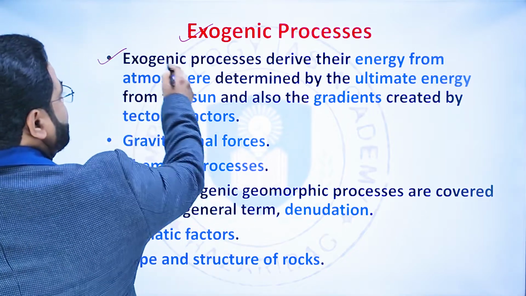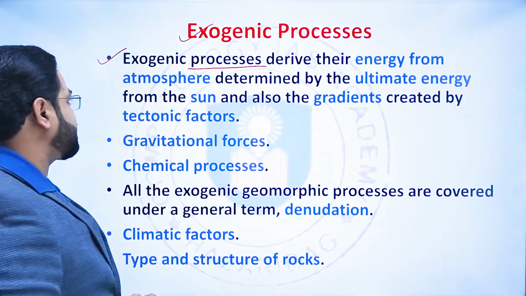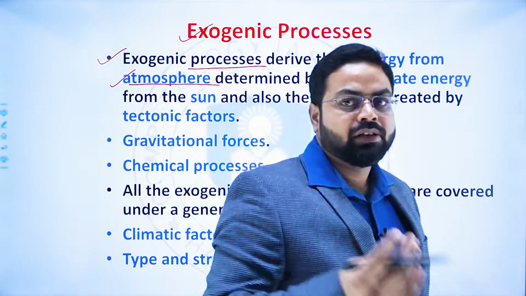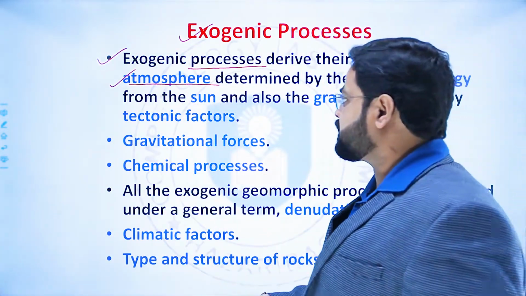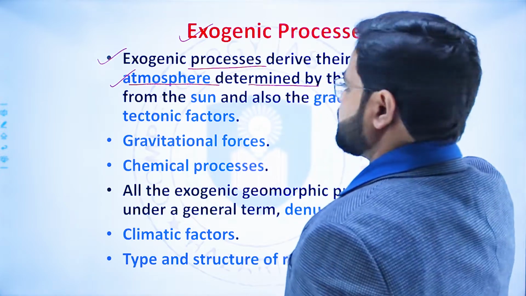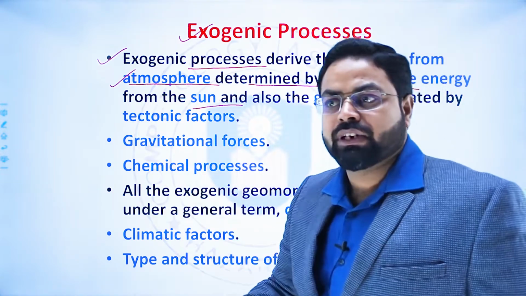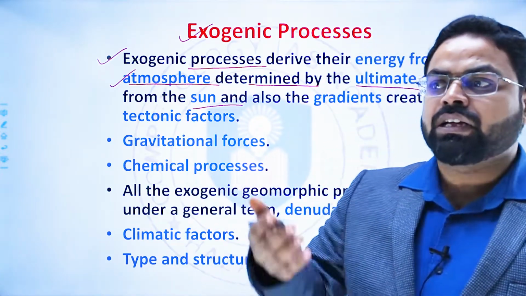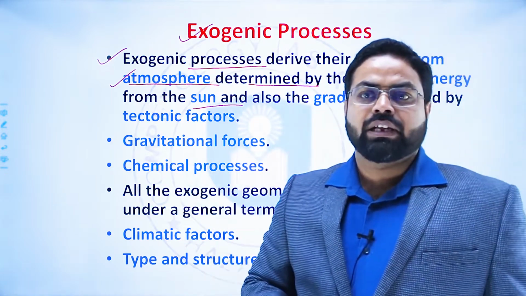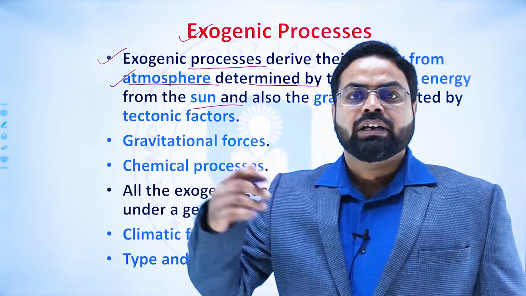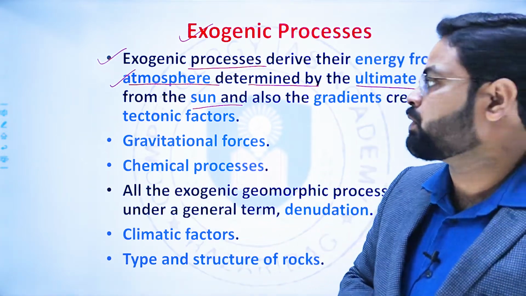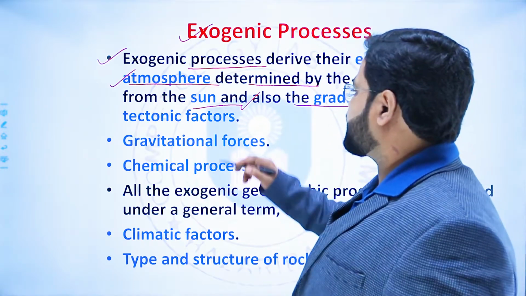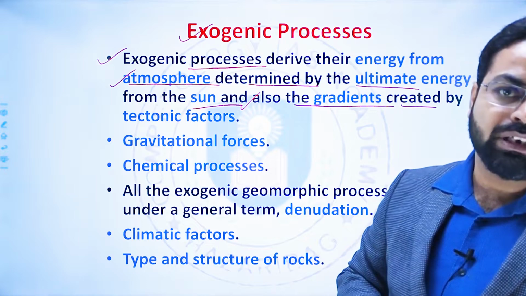So here the exogenic processes are driven from the energy of the atmosphere, and the atmosphere is getting its energy from where? From the sun itself in the form of insolation, and it is determined by the ultimate energy of the sun, what amount of energy is available at the surface of the earth. Like we find that the energy is in surplus at the equator, near the equator, while it is in deficiency in the polar regions and subpolar regions. So again the gradients of energy that will be created will be different at different locations.